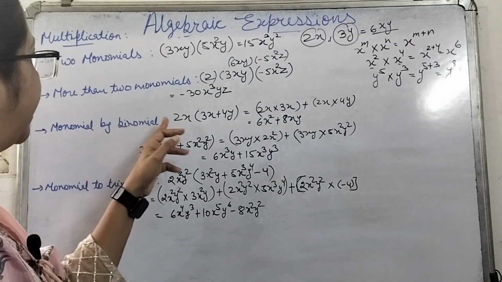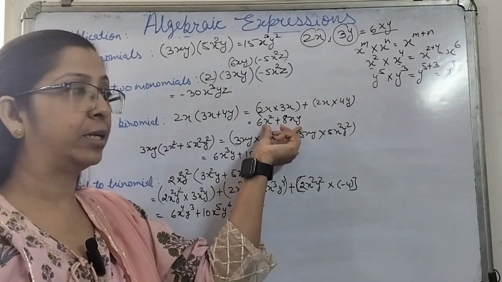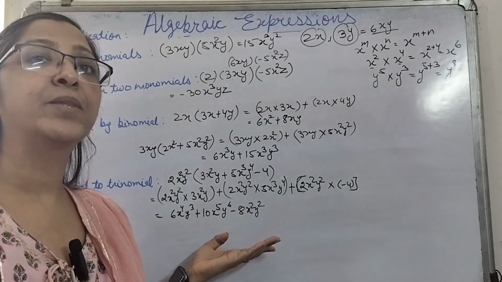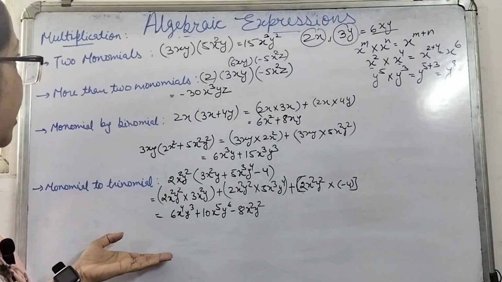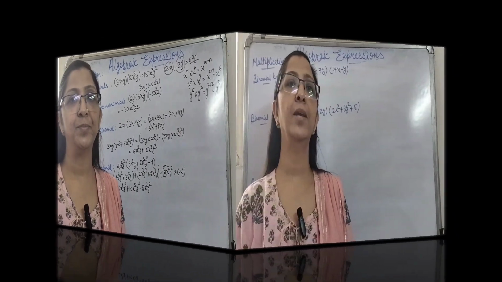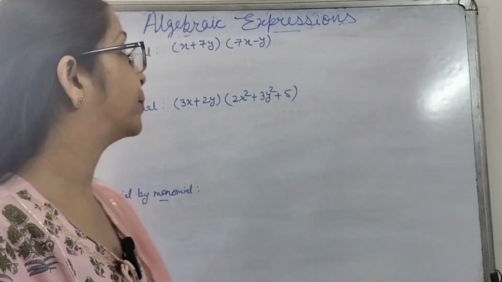Here, if you have multiplied a monomial by a binomial, your result will be a binomial. If you will be multiplying a monomial by a trinomial, your result will be a trinomial. So you can conclude this from all we have done till now. Now let's see how to multiply a binomial by a binomial.